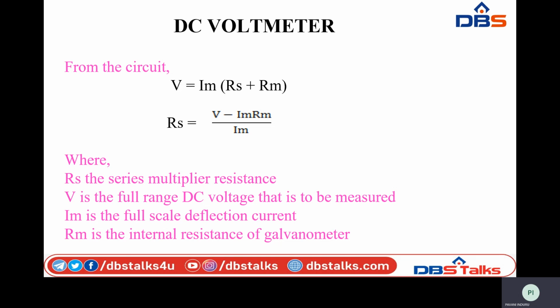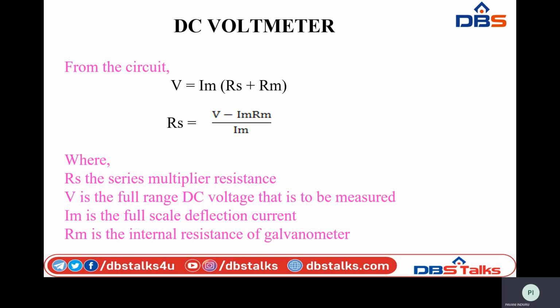Now, from the circuit, applying Kirchhoff's voltage law, the total voltage in the circuit is the total current flowing through the circuit, that is Im, times the total resistance available in the circuit, which is Rs plus Rm. So the total voltage in the circuit V is equal to Im into (Rs plus Rm).